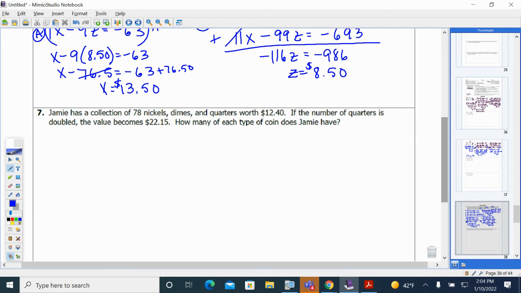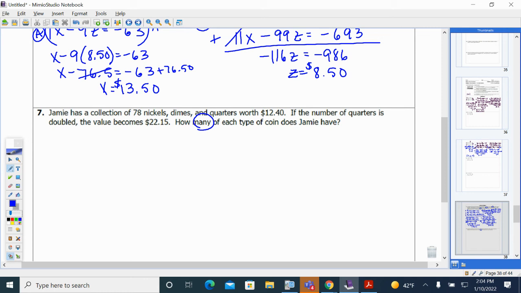Real quick, I want to show you how to set up one like number 7. I'm only going to set this up. I am not going to finish it. It says Jamie has a collection of 78 nickels, dimes, and quarters worth $12.40. If the number of quarters is doubled, the value becomes $22.15. How many of each type of coin does Jamie have? How many of each coin?